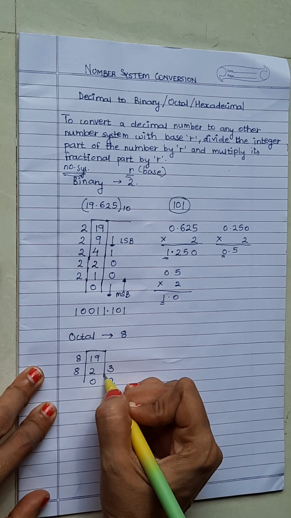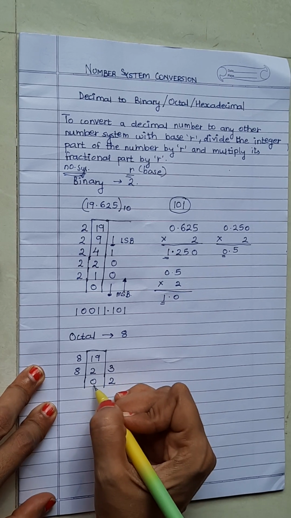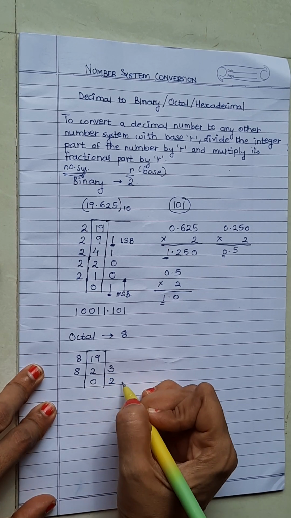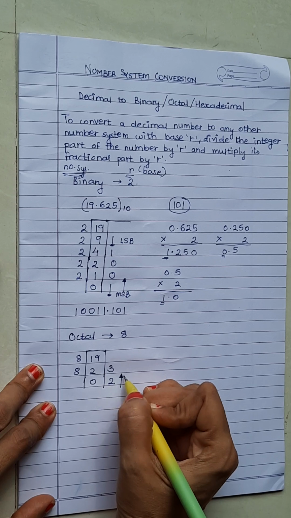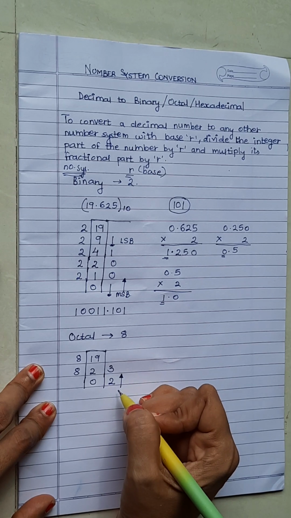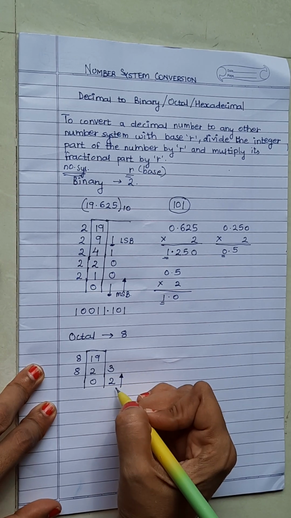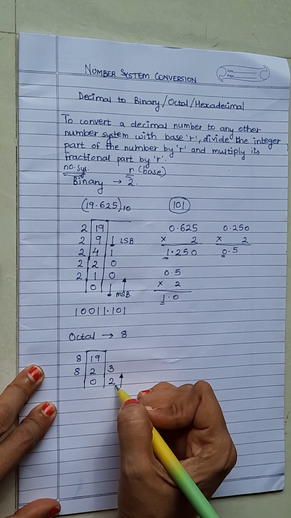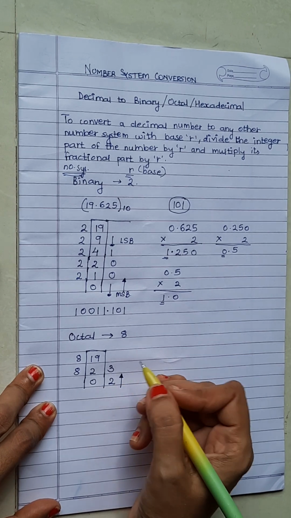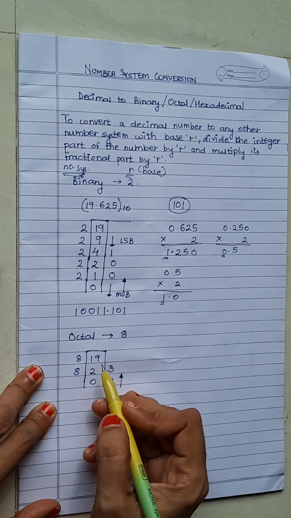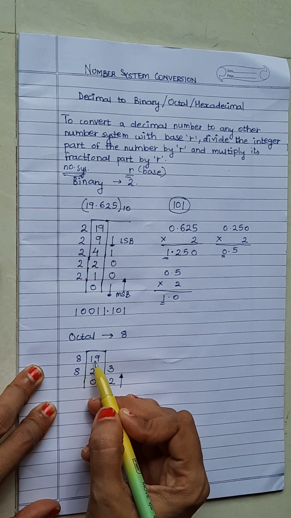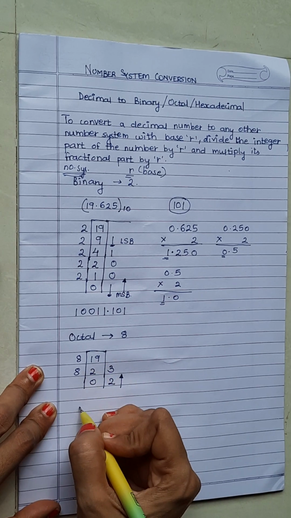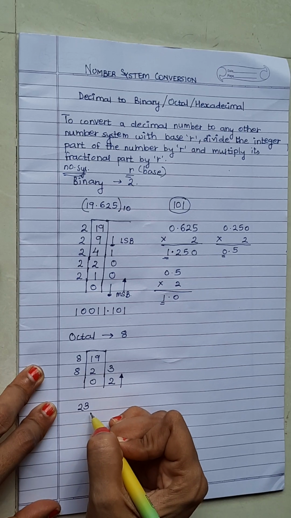Remainder is 2. Once you get the quotient 0, read from bottom to top, where the bottommost digit you get is the MSB and the other is the LSB. So the integer 19 in decimal can be written as 23 in octal.